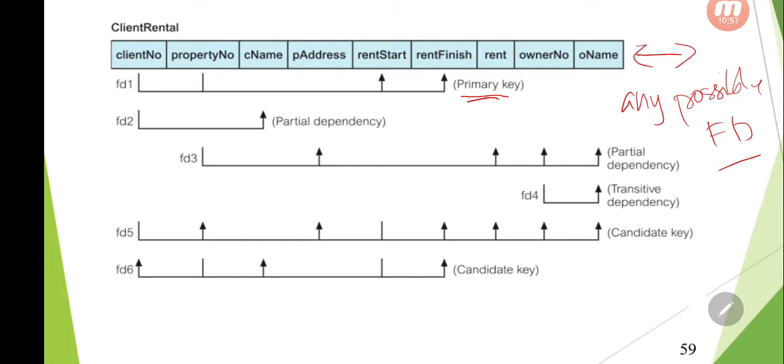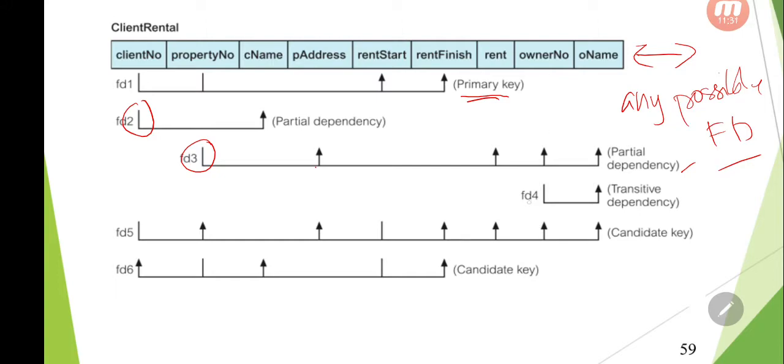Okay, FD2 we have client number, determine client name. This is partial. Why partial? Because only one primary key is used in this FD. Okay, FD3 we have property number, determine property address, rent, owner number, and owner name. This is also partial dependency. Why partial? Because only one primary key is involved, right? So that's why it becomes partial.